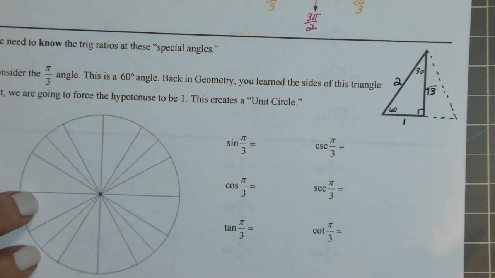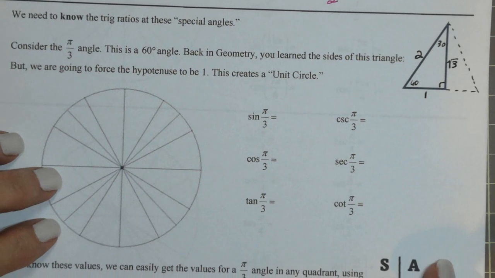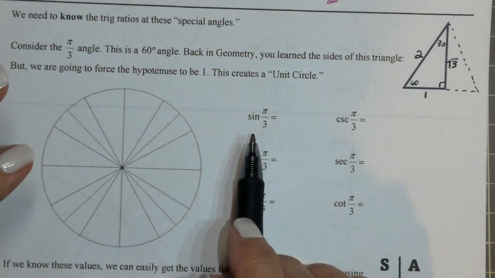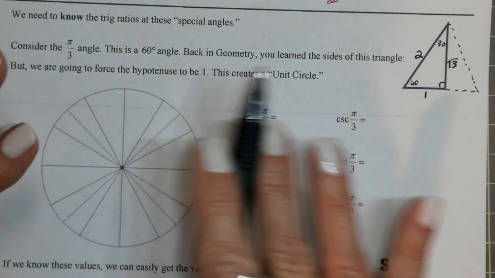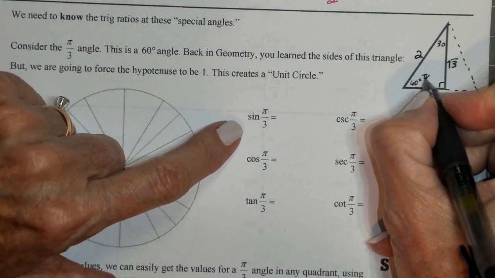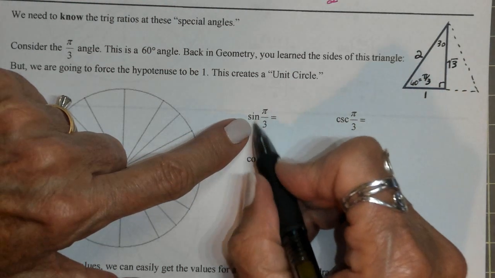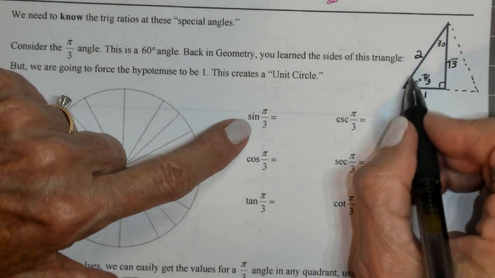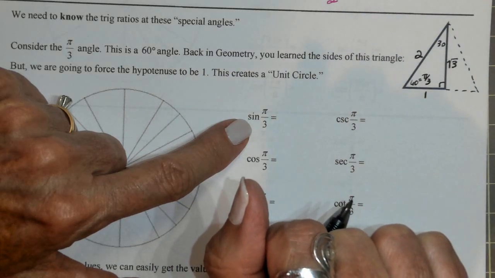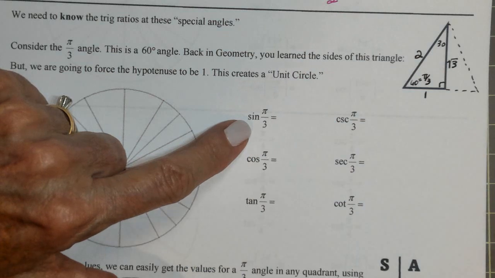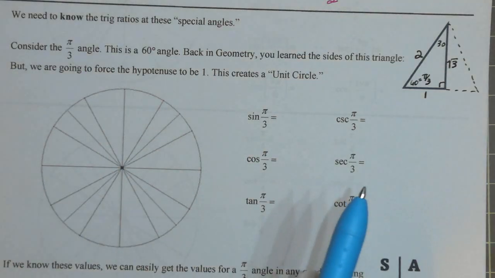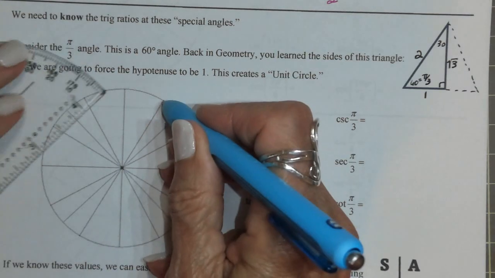Okay, so I could just use 60 degrees as pi over 3, right? I could get sine of pi over 3 using this, but I'm not going to. I'm going to do it a little bit of a different way. I'm going to show you the pi over 3 angle.